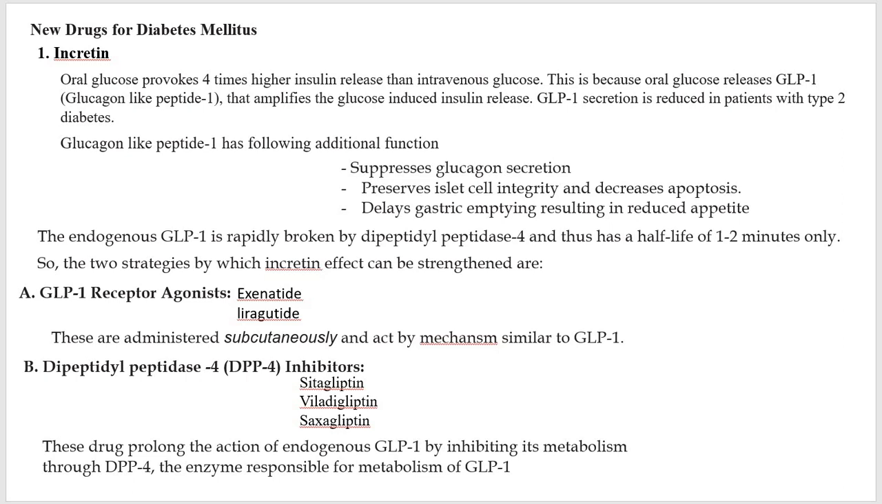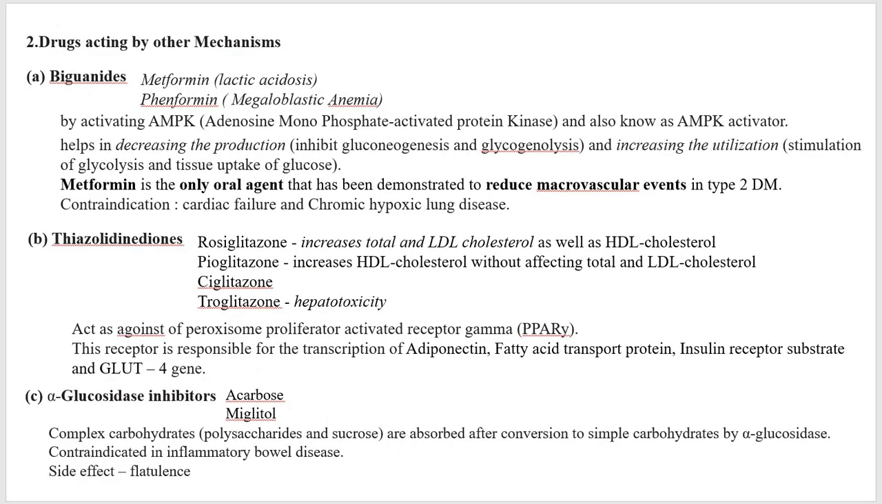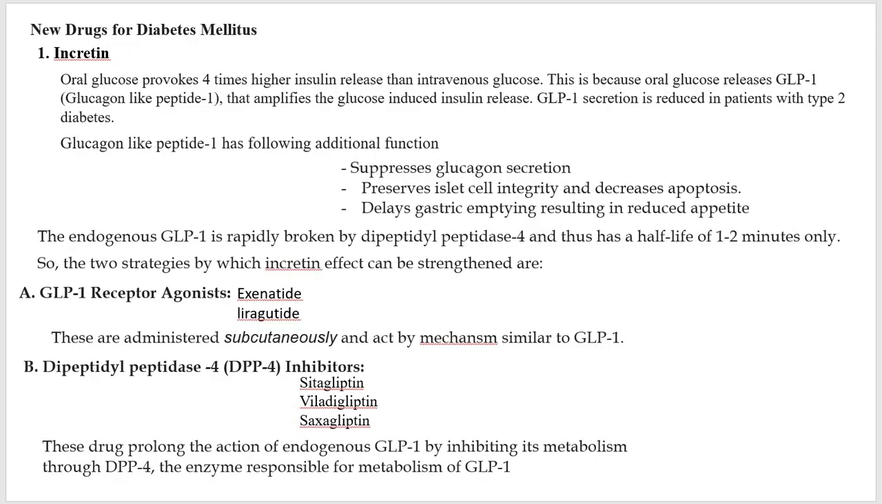Okay, then in that we saw the different drugs which increase the insulin release, in that sulfonylureas and meglitinides. Then we saw the different drugs which have other mechanisms, but they increase the insulin release, or they lower the glucose level in the body: biguanides, then thiazolidinediones, then alpha glucosidase inhibitors. Okay, likewise there are some new drugs which are used to treat diabetes mellitus.